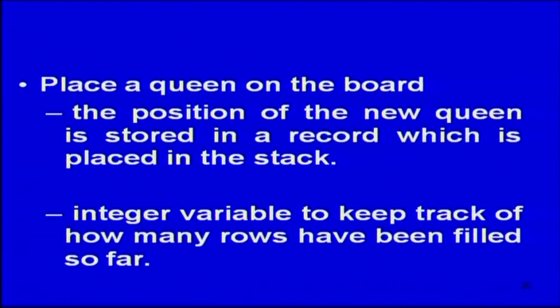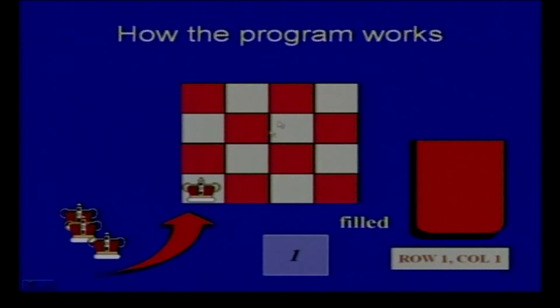So, first you place a queen on the board. The position of the new queen is stored in a record which is placed in a stack, and you also have an integer variable to keep track of how many rows have been filled so far. So, these are the 2 things that you are going to use to keep track of how to place the n queens. So, this is how the program works.